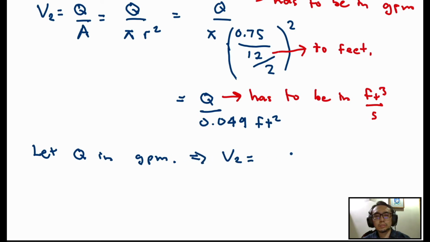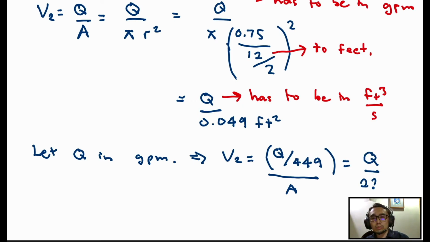So V2 is equal to Q divided by 449. That's the conversion factor divided by the area. So we can simplify that to V2 is equal to Q over 22.04.